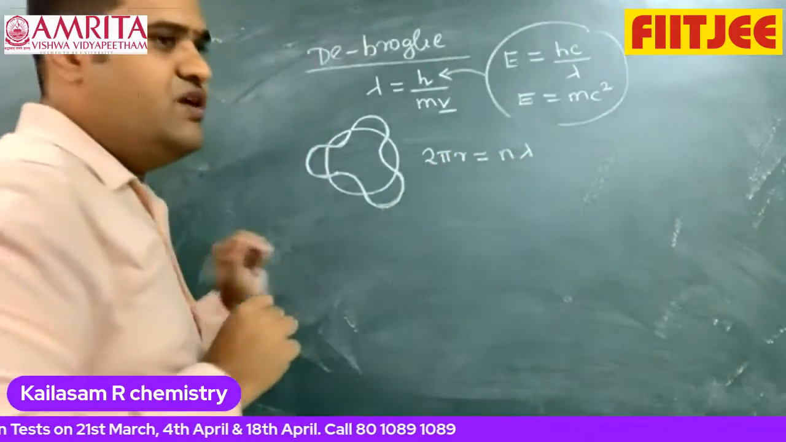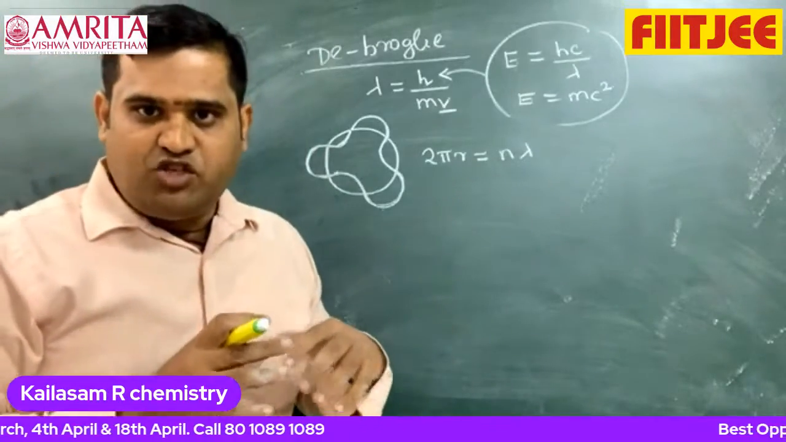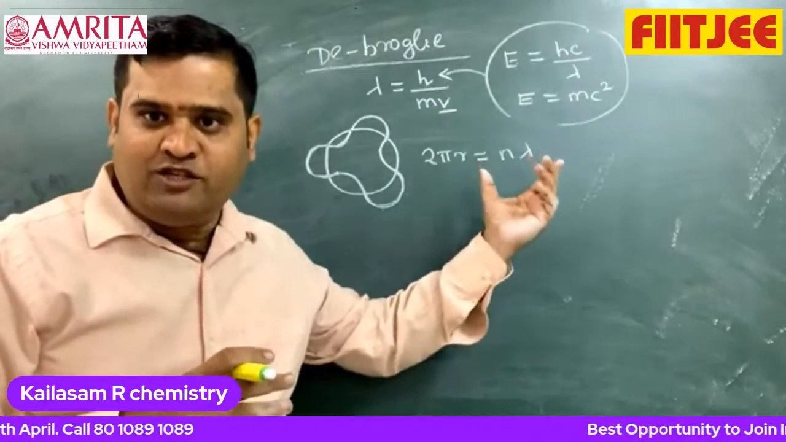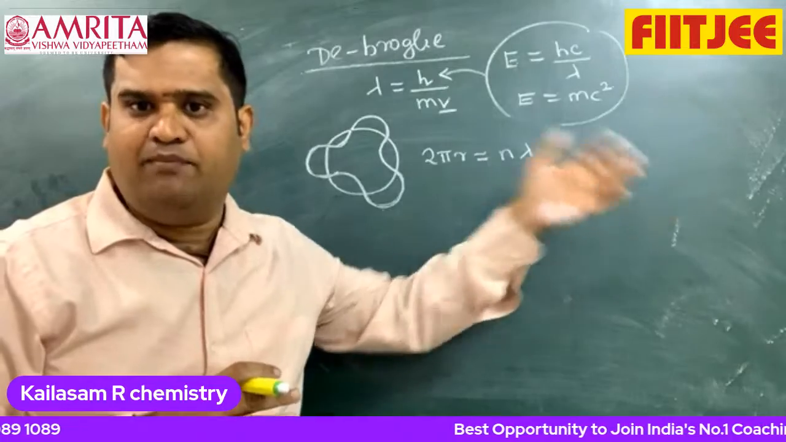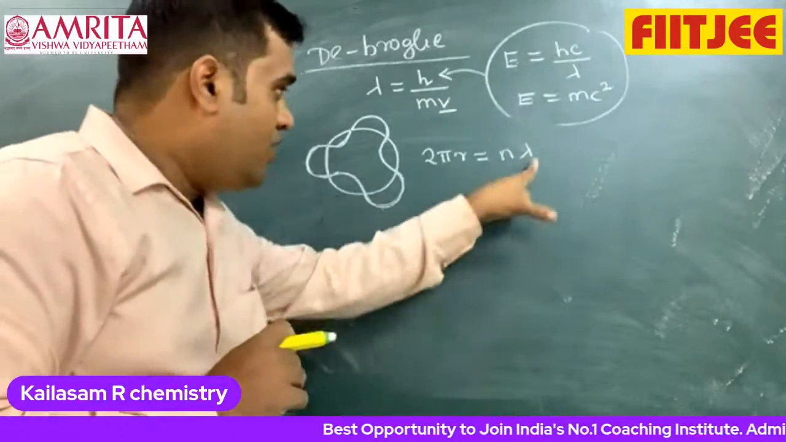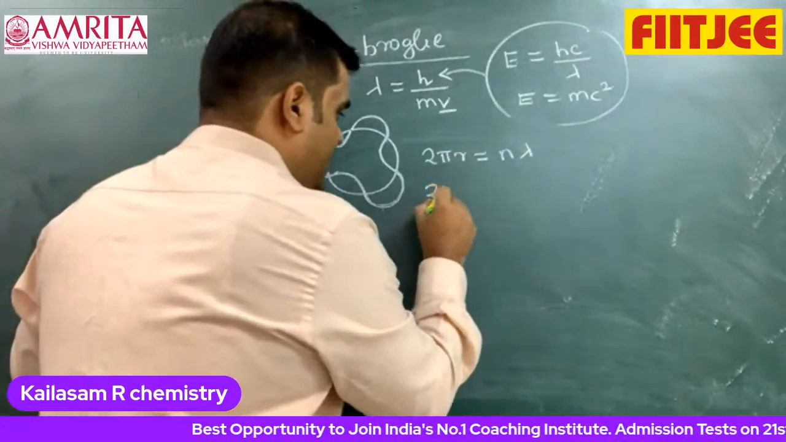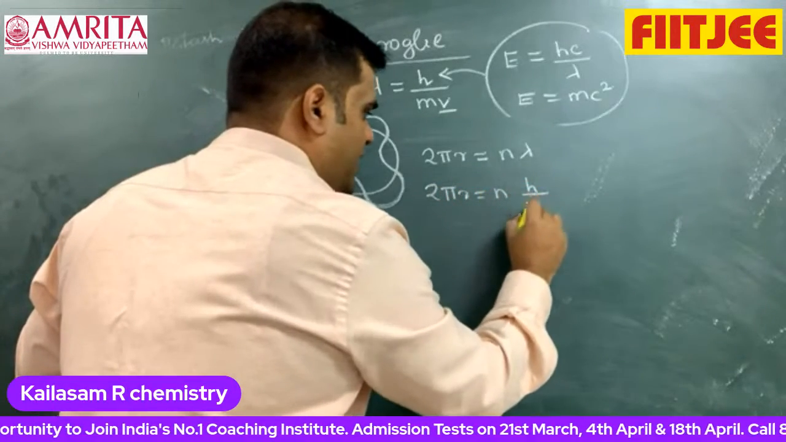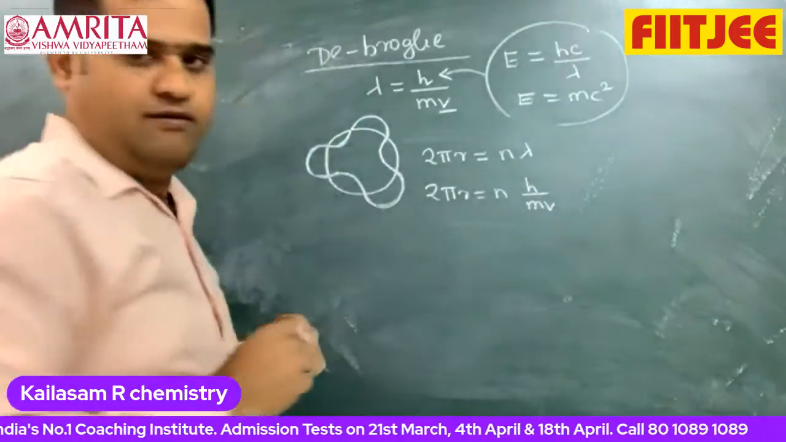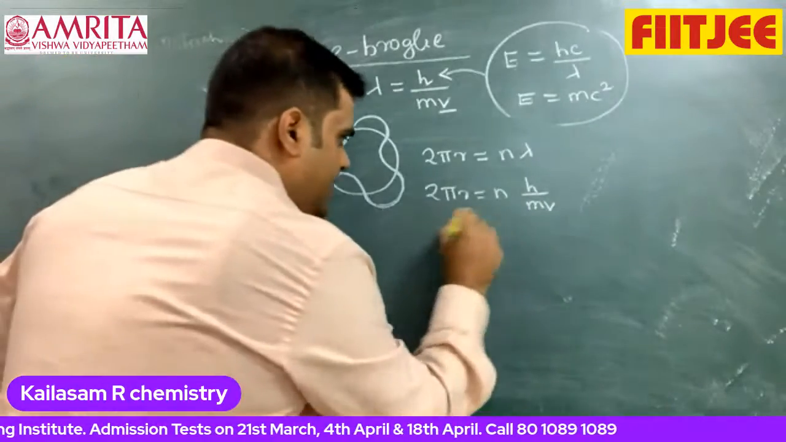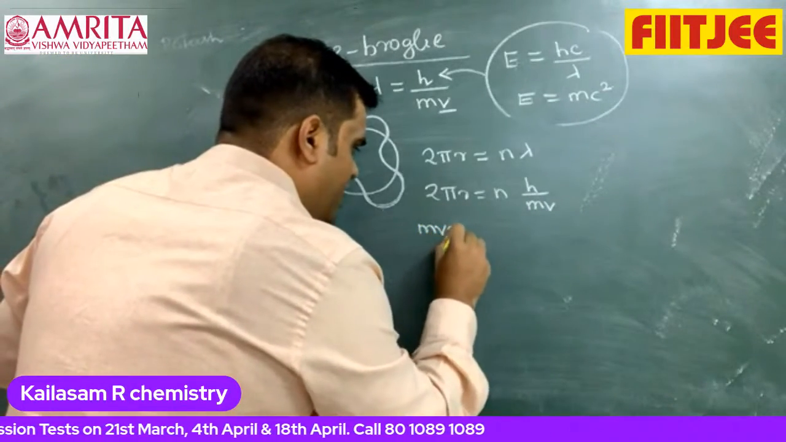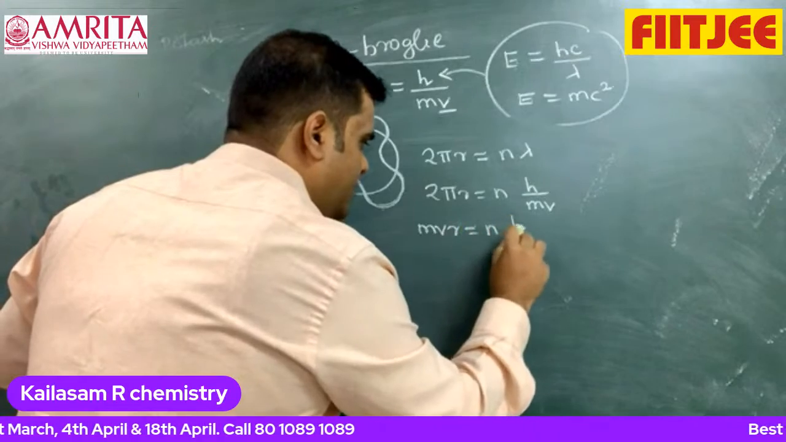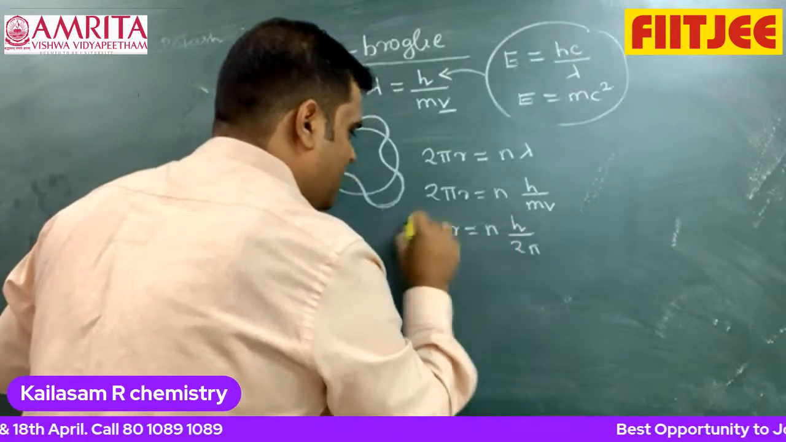This is the stable wave. Any wave which is produced in the particular orbit has to obey this equation: 2 pi r is equal to n lambda. Now look at this. What is lambda? You can say 2 pi r is equal to n h by m v. Now I can write that mvr is equal to n h by 2 pi.